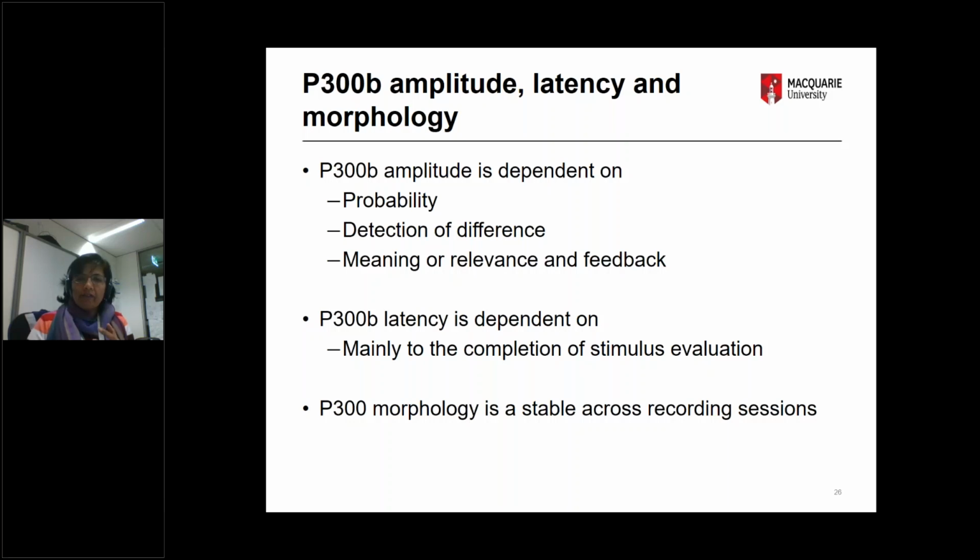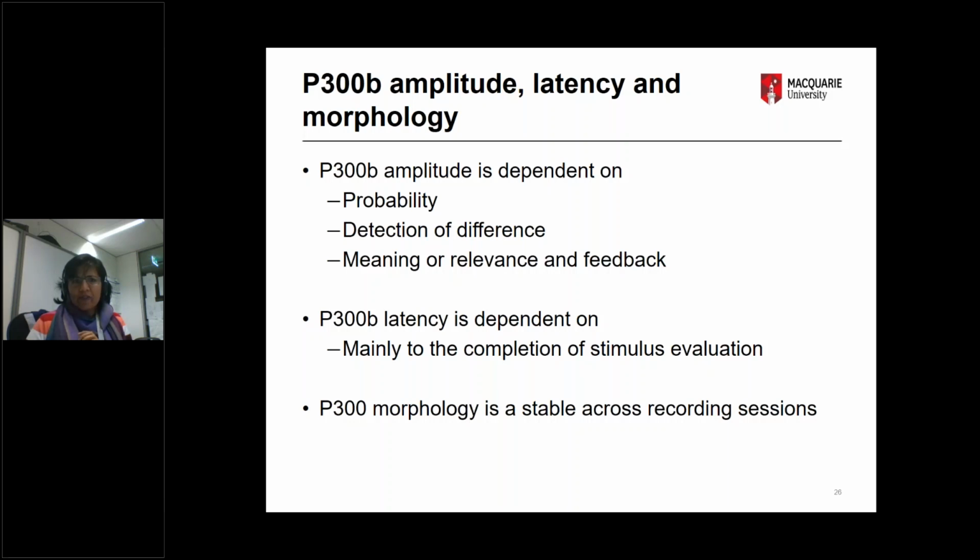The meaning or relevance and feedback. This is also interesting. It appears that when you give feedback to a person when they have responded to the discrimination, the feedback seems to drive the P300. So it's bigger when you get feedback, and it's relatively bigger when you actually get it wrong. So that's kind of curious.